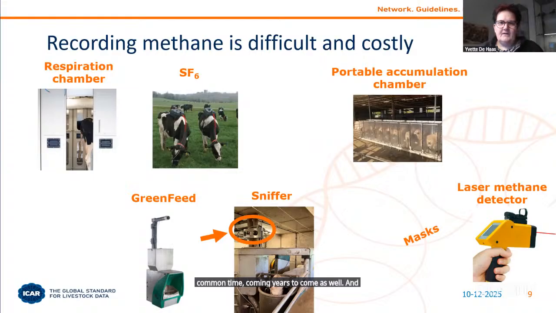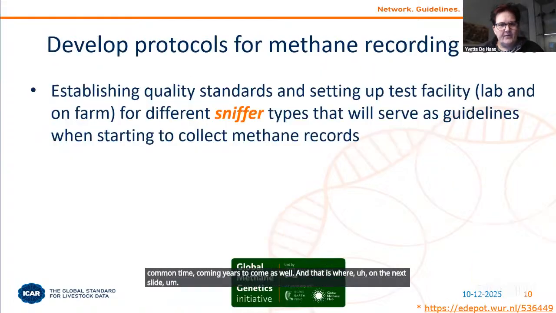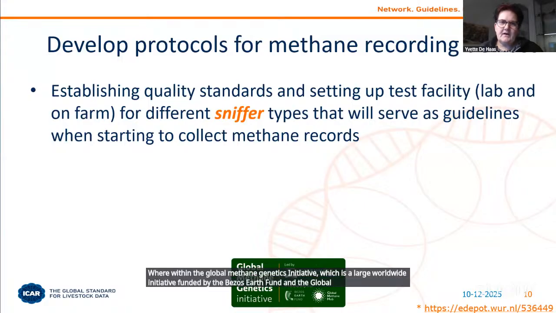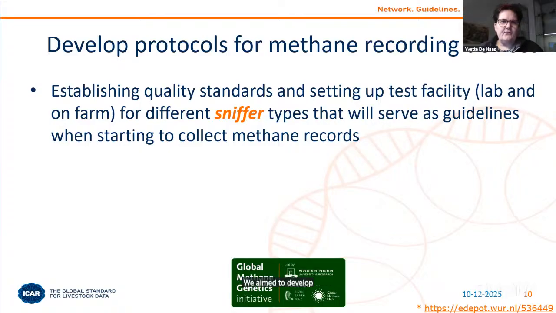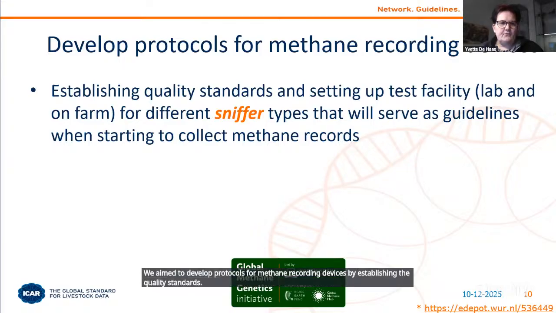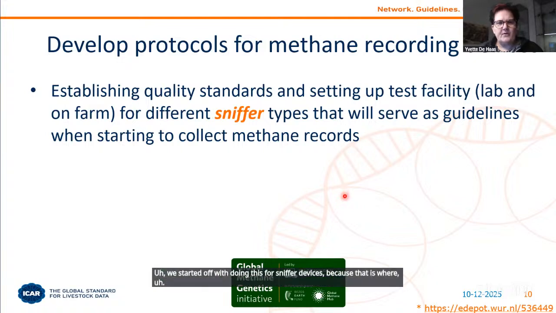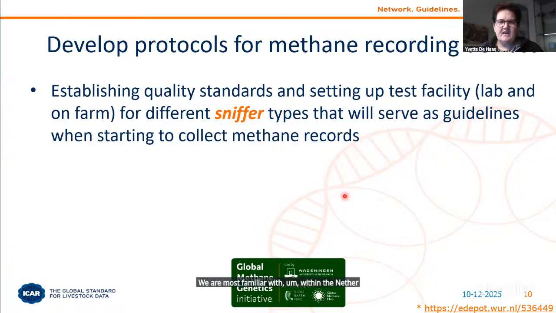And that is where, on the next slide, within the Global Methane Genetics Initiative, which is a large worldwide initiative funded by the Bezos Earth Fund and the Global Methane Hub, we aimed to develop protocols for methane recording devices by establishing the quality standards for when you start to collect methane records. And we also set up the test facilities, both in the lab and in the barn or on the farm. We started off with doing this for sniffer devices, because that is what we are most familiar with in the Netherlands.